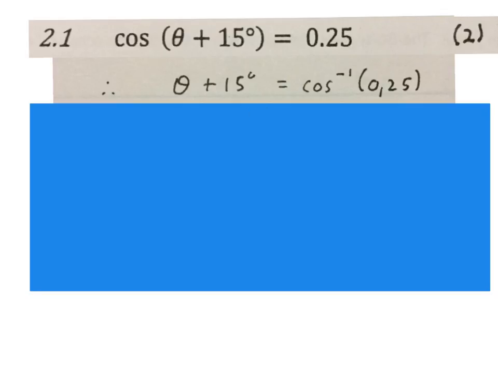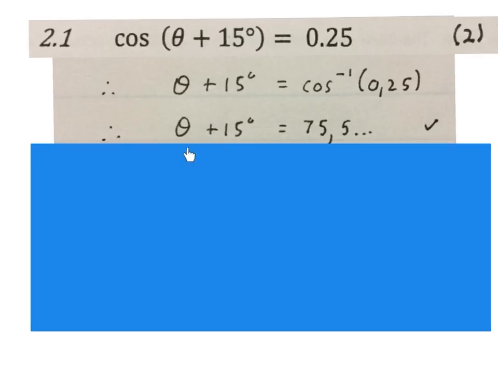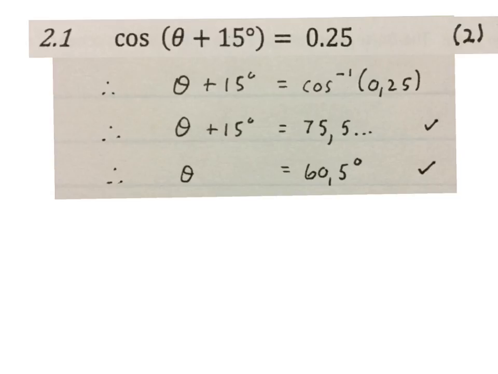When we did the beginning of trigonometry, we said there's going to be two sums on the calculator. This is sum number 2. We must go shift cos 0.25 and you'll get the answer on this side. Then you're going to be left with theta plus 15 degrees equals 75.5, which you got from the calculator. Then you're going to minus 15 on both sides. And that gives you theta equals 60.5 degrees.